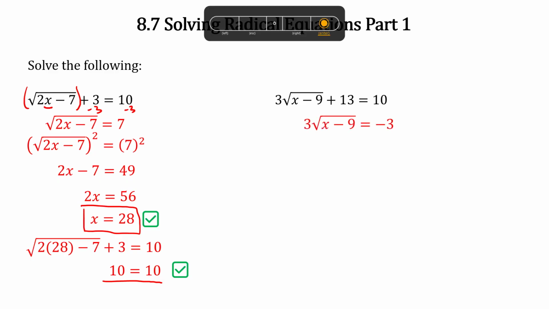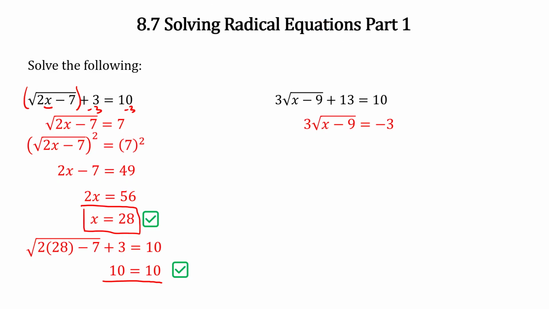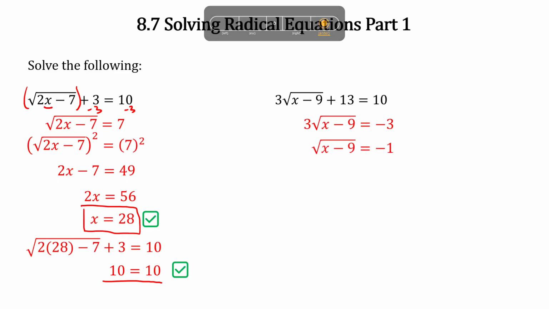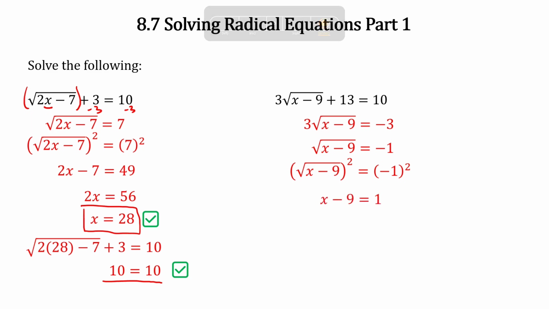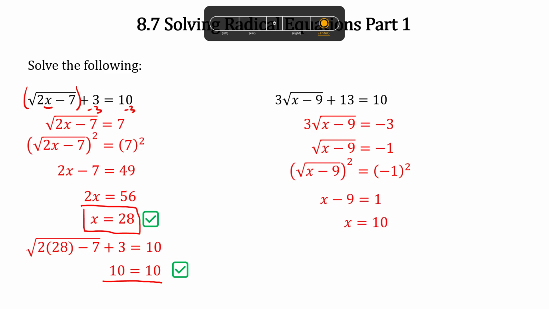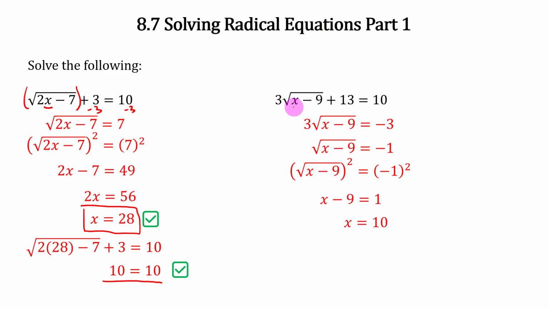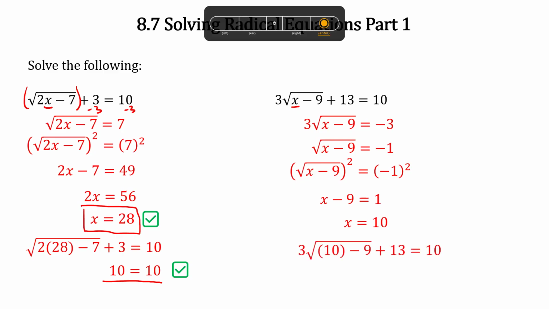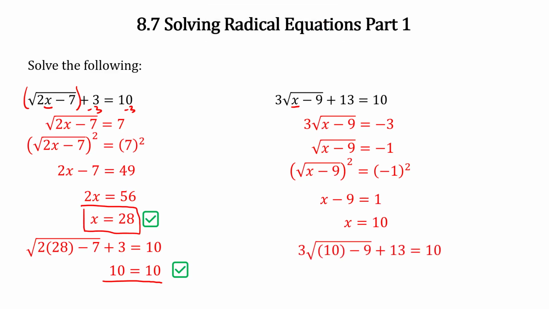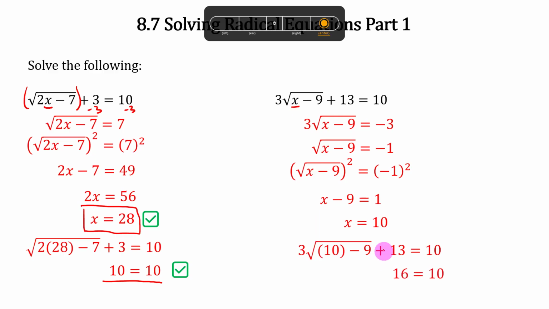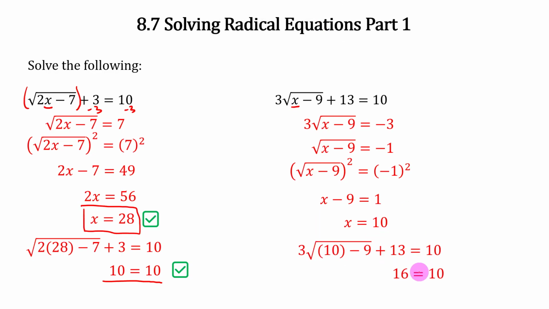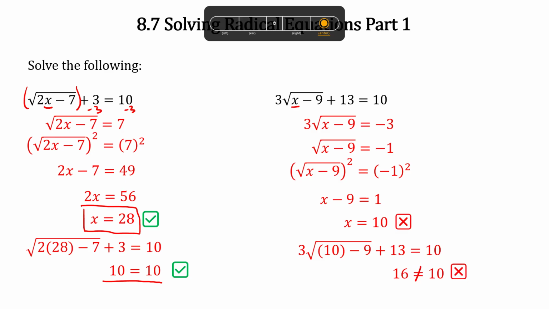Okay, so I subtracted 13, divided by 3. Now I'm going to square both sides. And I'm going to get x minus 9 equals 1. I'm going to add 9 to both sides and get x is 10. So I'm going to plug 10 back in right here. And I throw that in the calculator. I'm going to find out the left side turns into 16. 16 does not equal 10. So therefore, 10 is not a valid answer. So we have no solutions. x equals 10 is extraneous.